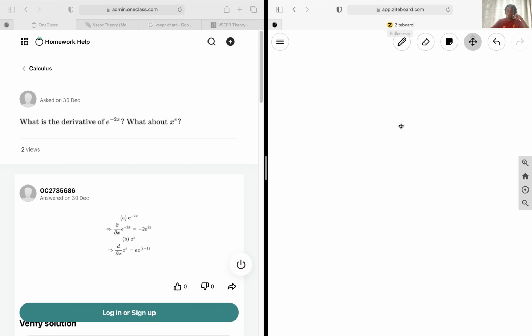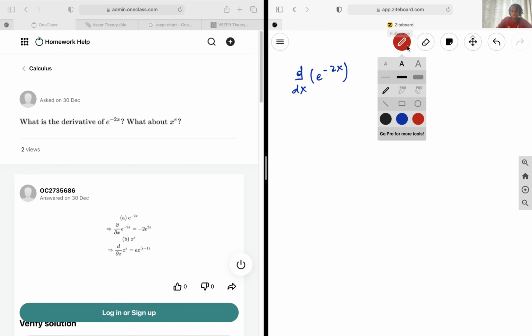Okay, so with this question, we want to find the derivative of e to the minus 2x. We're going to be making use of the chain rule, so let's just write that down quickly, where dy over dx is equal to the derivative with respect to u multiplied by the derivative of u with respect to x, because these two would individually cancel. Let's just write out the whole formula.